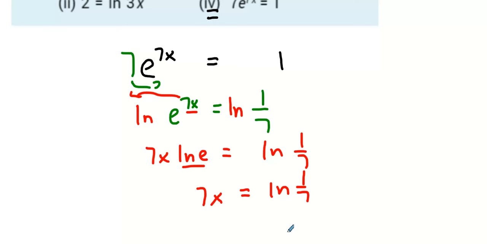And what can the answer be then? ln 1/7 divided by 7. Put that into the calculator. Whatever it kicks out is your answer.